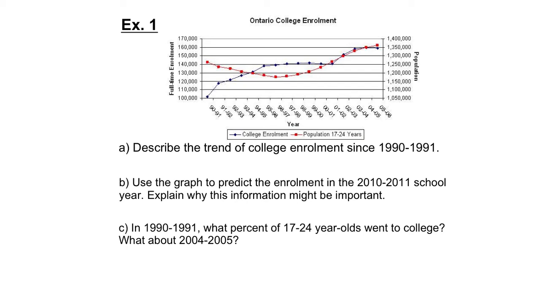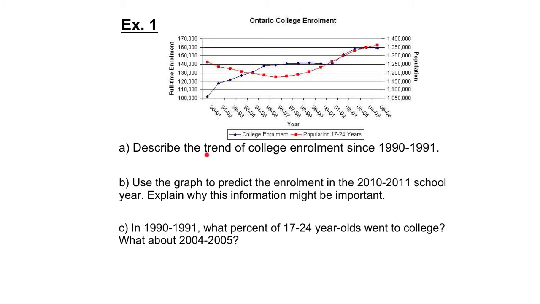Okay, so if we're looking at the blue line, that's college enrollment, so we should be looking at these values on the y-axis. When we're reading the graph for the red line, that's population, we should be looking at the population values on the y-axis. Okay, so we have a different scale depending on which variable we're looking at.